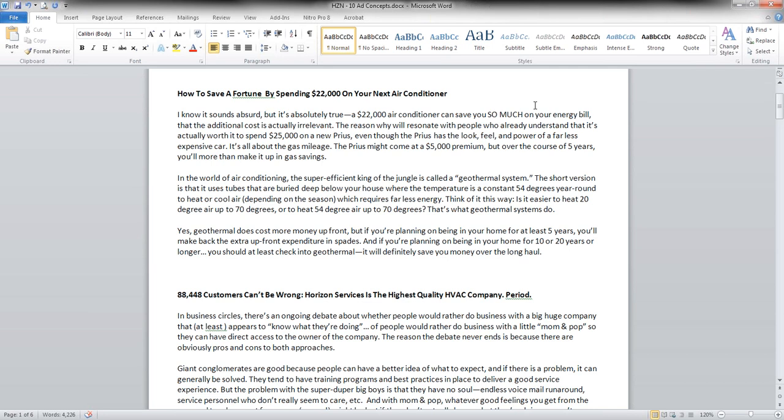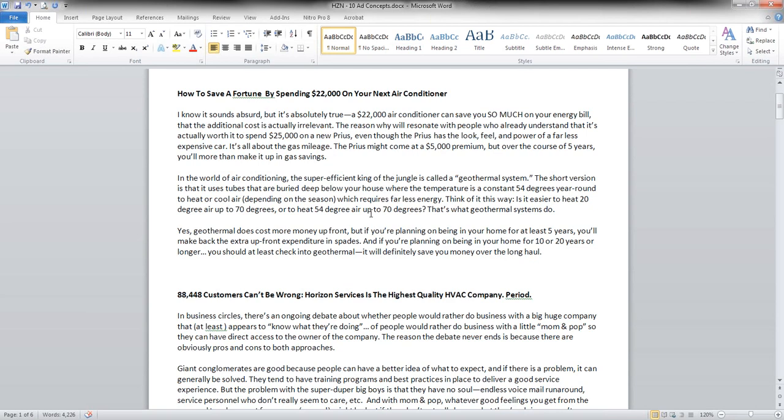The Prius might come at a $5,000 premium, but over the course of 5 years, you'll more than make it up in gas savings. In the world of air conditioning, the super efficient king of the jungle is called a geothermal system. The short version is that it uses tubes that are buried deep below your house, where the temperature is a constant 54 degrees year-round, to heat or cool, depending on the season, which requires far less energy. Think of it this way. Is it easier to heat 20-degree air up to 70 degrees or to heat 54-degree air up to 70 degrees? That's why geothermal systems do.